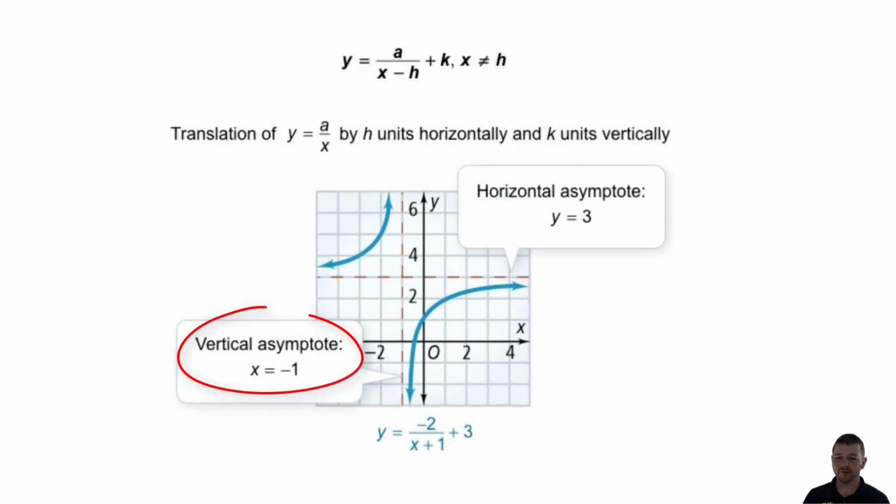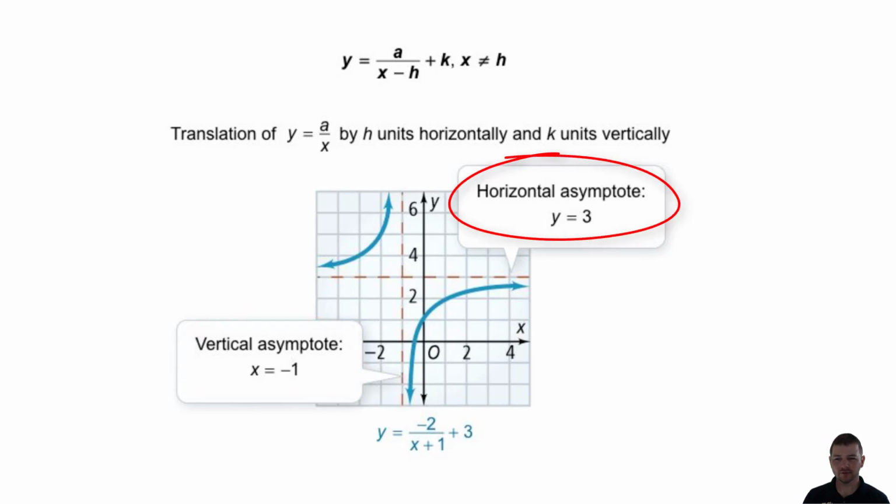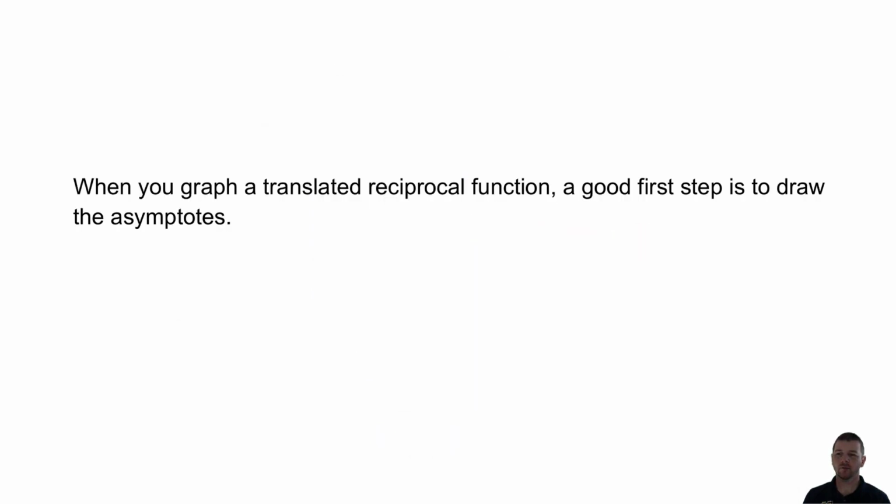The vertical asymptote of this translated function is x equals -1 due to the shift left of 1 unit. And the horizontal asymptote, which used to be the x-axis, is now y equals 3 due to the vertical shift upward 3 units. When you graph a translated reciprocal function, a good first step is to draw the asymptotes.